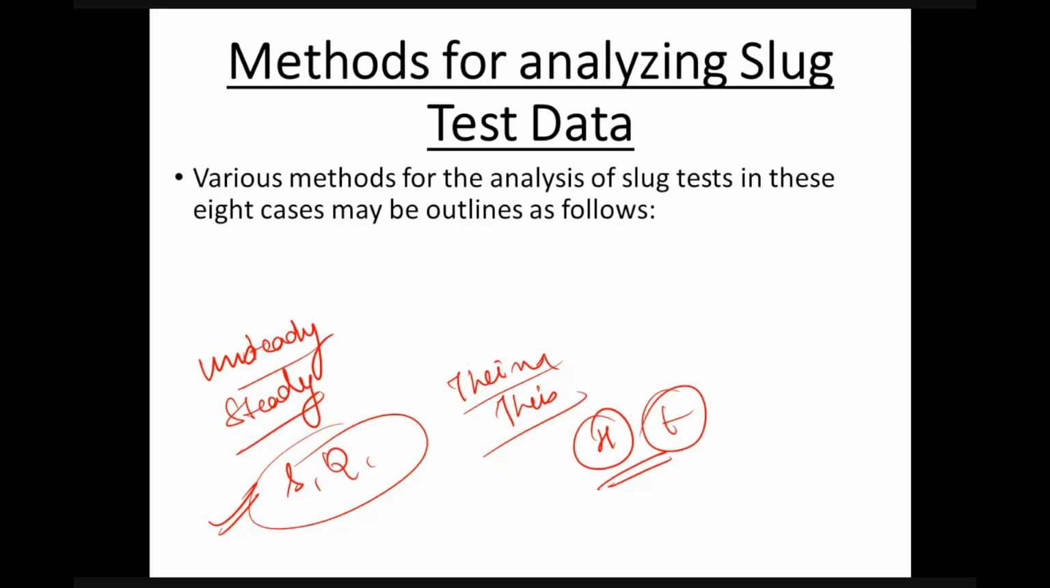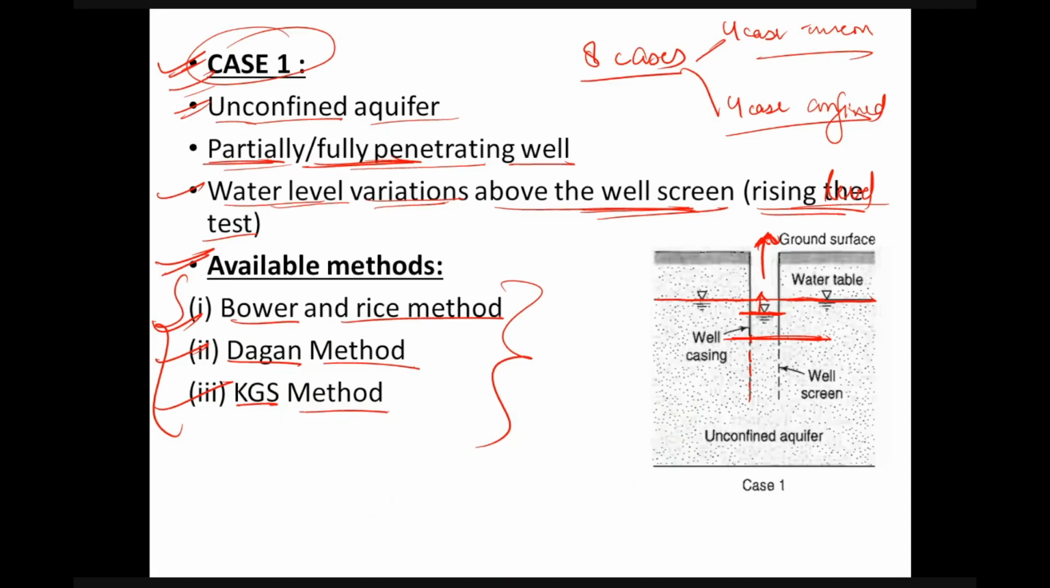So there are different methods, but before discussing the different methods, we are going to discuss that there are a total of 8 cases. So first we will discuss these different cases and what are the methods that are available for each case. Now, we have 8 cases, 4 cases are for unconfined aquifer and 4 cases are for confined aquifer. Now the case one is for unconfined aquifer. The well could be partially or fully penetrating. Any of these can be there.